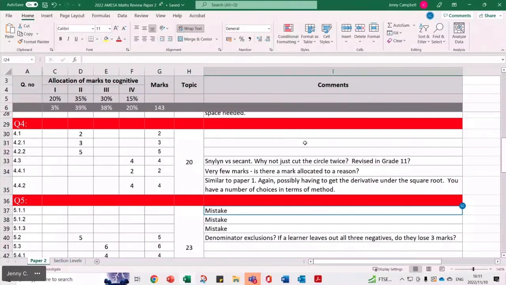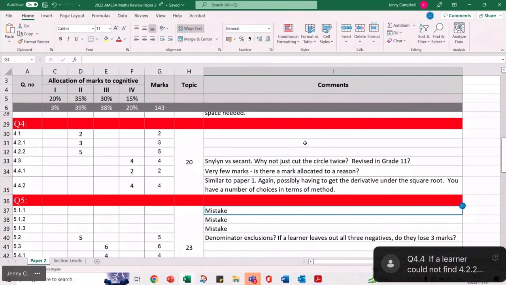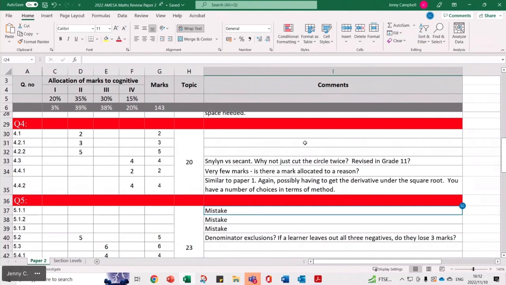Okay, can I ask all those hands to go down, please? Otherwise, you're going to be counted in the next lot. Okay, they're going down nicely. Okay, if you think question 4.3 should be level 4, please put hands up.